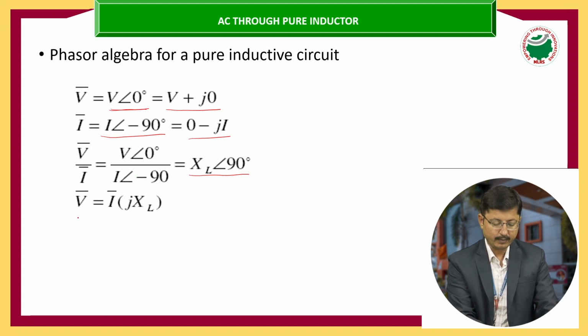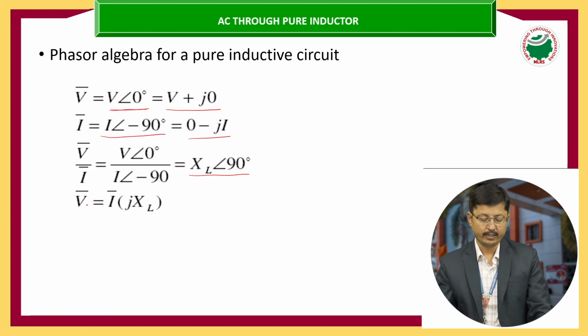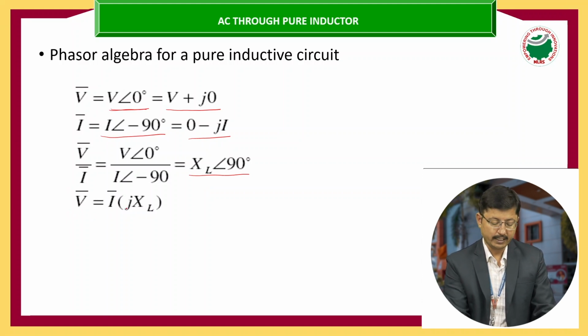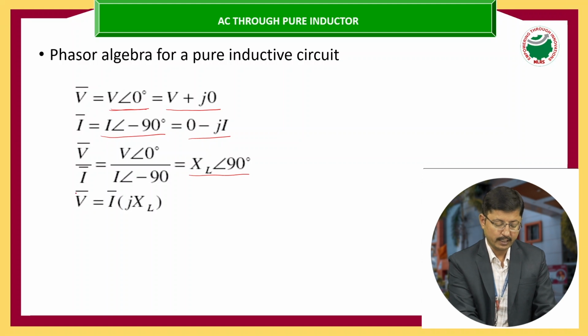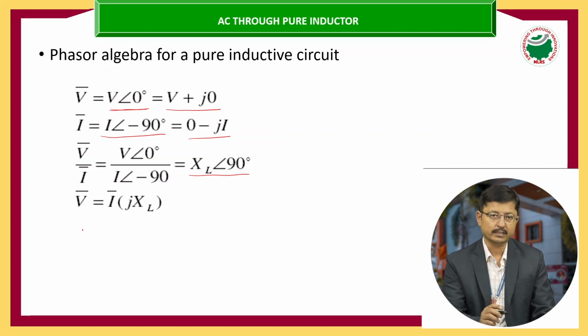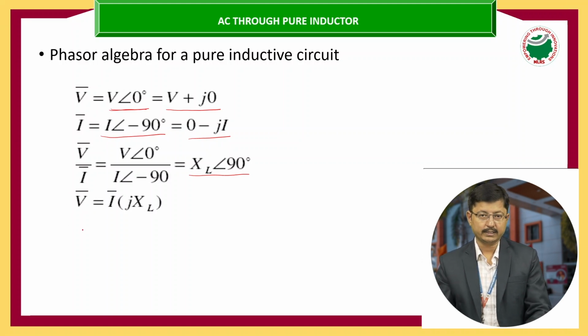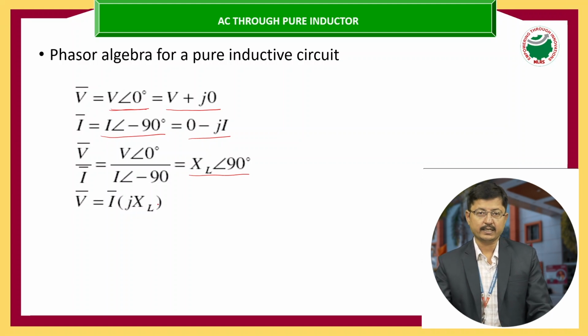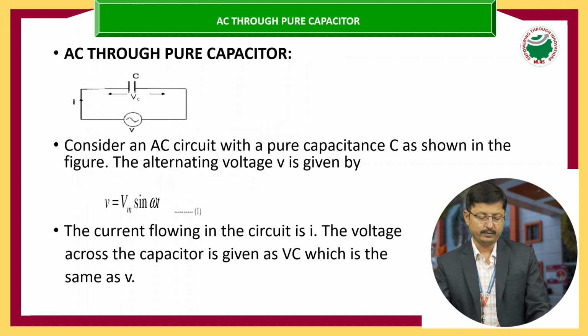So finally we can represent in the phasor algebra form the voltage, current and inductive reactance, that is V equals I into XL. That is nothing but the voltage drop across the inductor, so I into XL. Okay. So this is the phasor algebra relation for the pure inductive circuit.